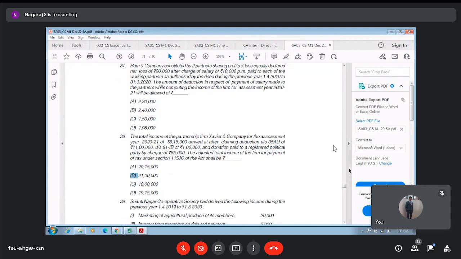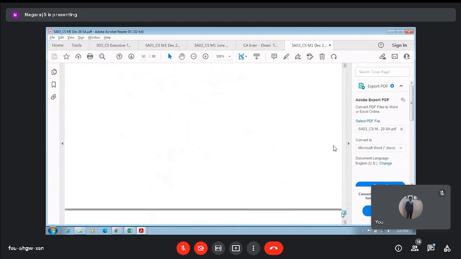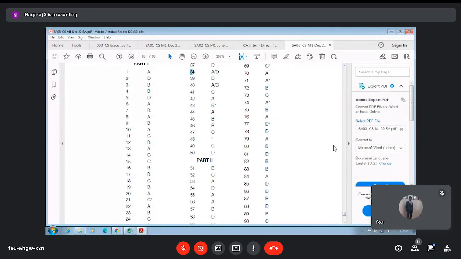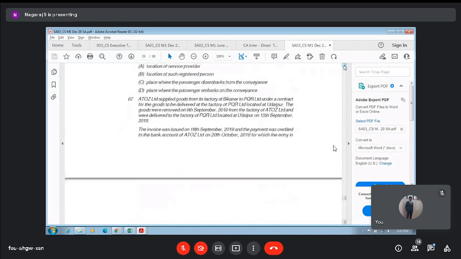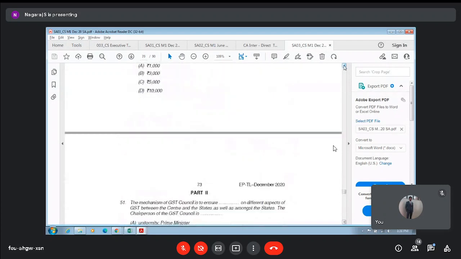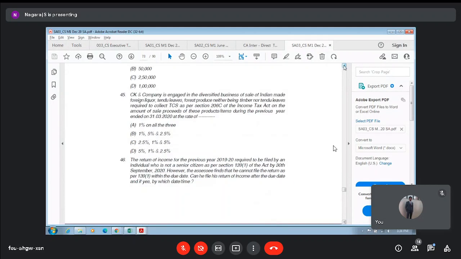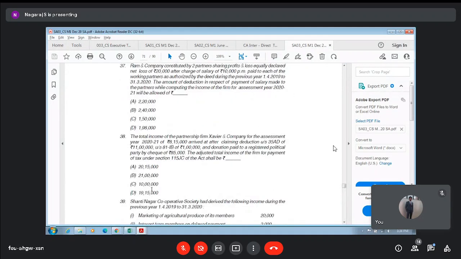Question number 38. Okay. Yes. Question number 38. They are telling A or D. D means what? I told it is not 80GGB, GGC; that is not the income you need to deduct. That is payment based. They have told 19 lakh 15,000. How did they get 19 lakh 15,000?